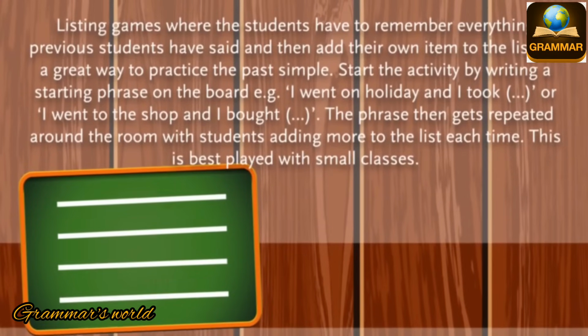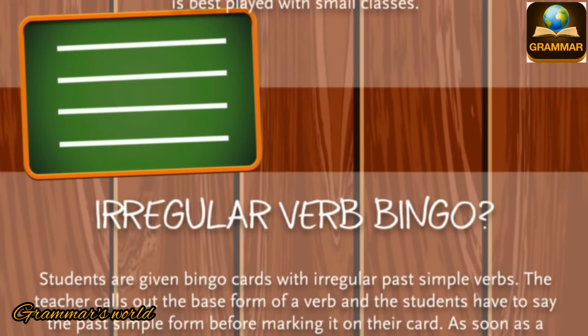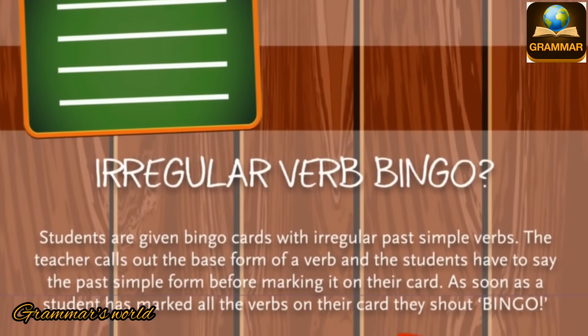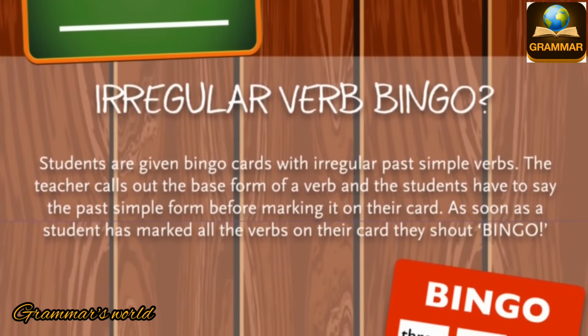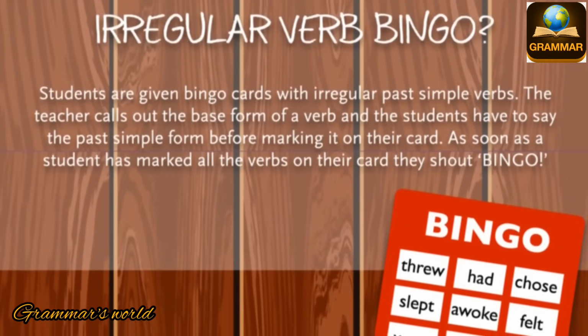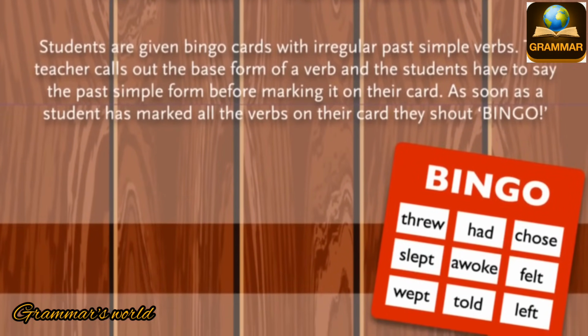Now I will discuss the irregular verb bingo. Students are given bingo cards with irregular past simple verbs. The teacher calls out the base form of a verb and the students have to say the past simple form before marking it on their card. As soon as a student has marked all the verbs on their card, they should shout bingo.